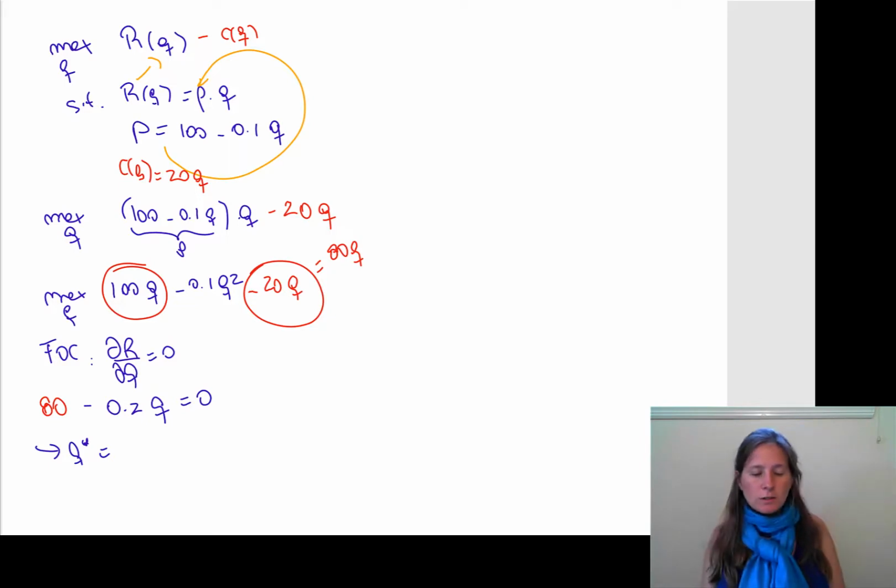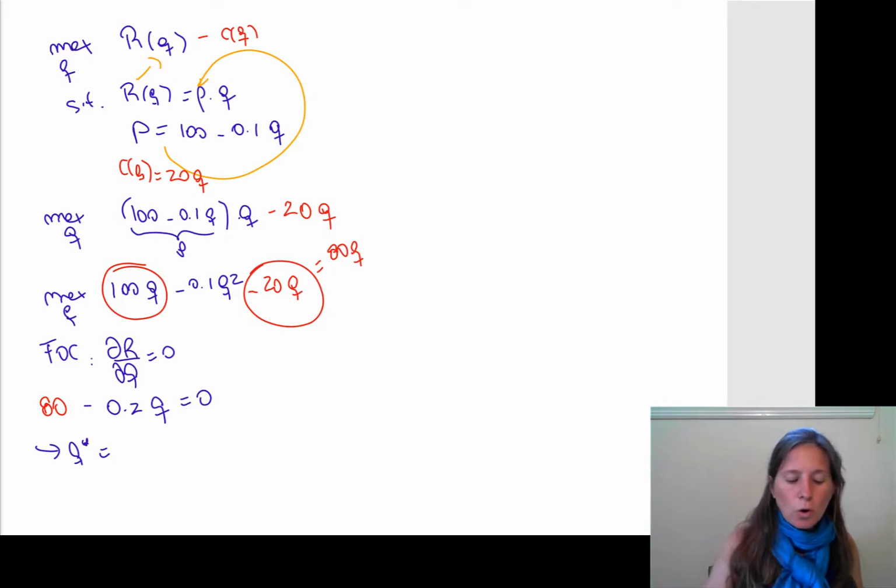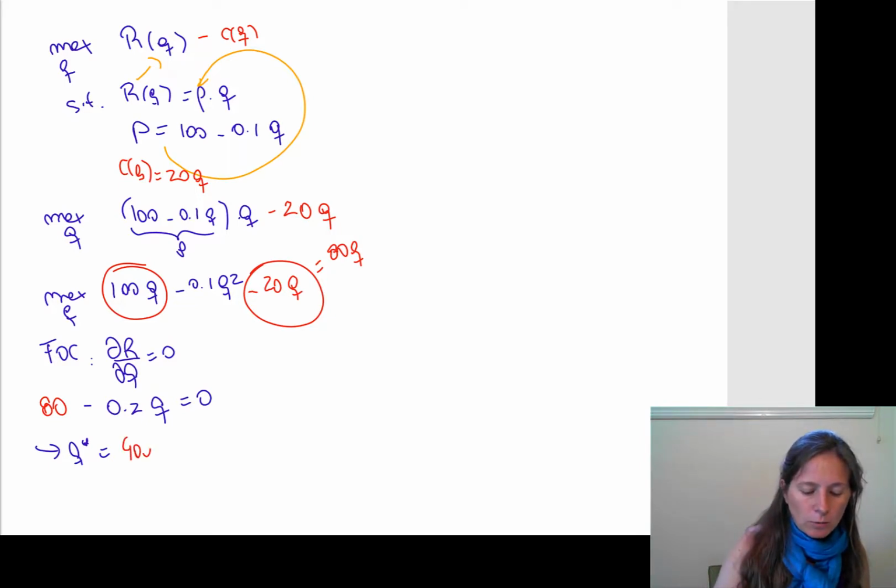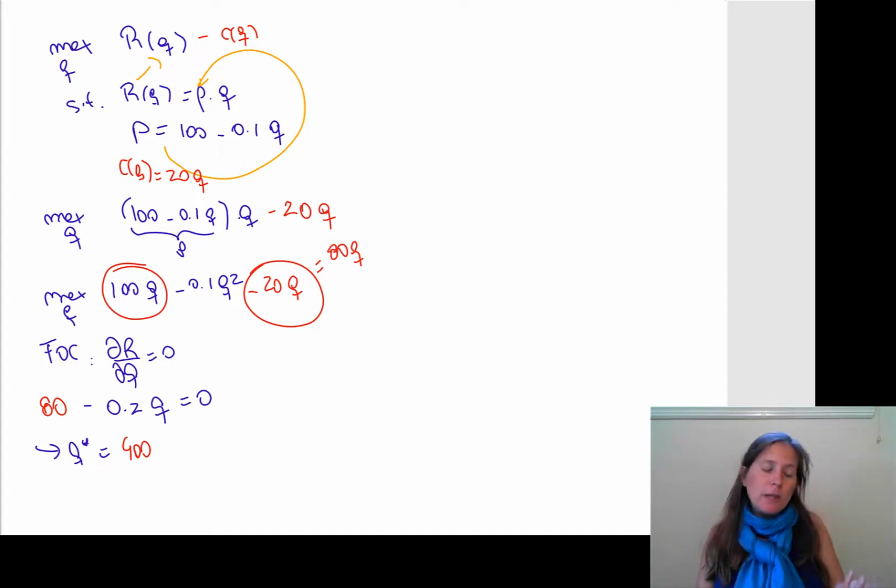So the derivative of this is just going to be 80. So what is our Q star? It is going to be 400. Of course, you are going to produce less if you have to pay more costs.